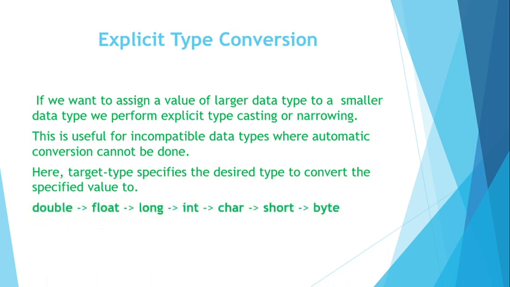The conversions go: double to float, float to long, long to int, int to char, char to short, and short to byte. In this, the data types follow descending order. First is double, and then double can convert into any of these.